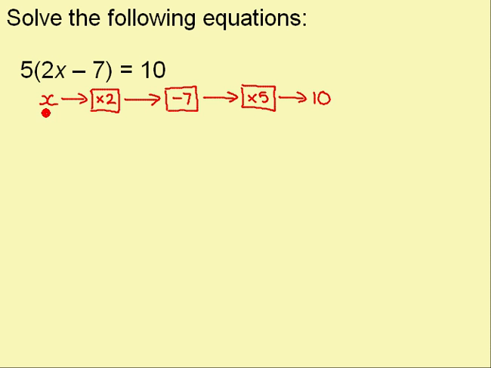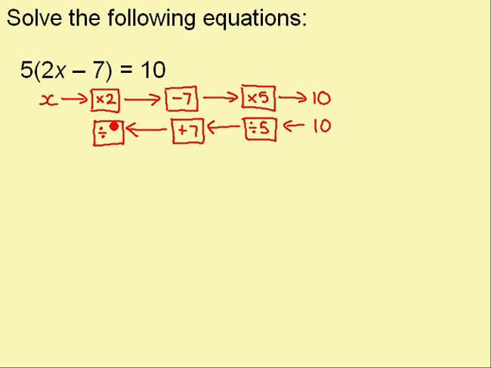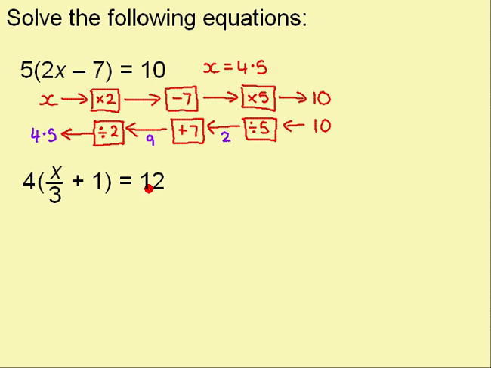So I can reverse this now, start with the 10, and divide by 5, and this will give me the answer. 10 divided by 5 is 2, add 7 to that and I get 9, and then divide that by 2 and I get 4.5. So the answer for this is that x equals 4.5. Remember, I can check it by putting it back in. So 2 lots of 4.5 is 9, take away 7 is 2, and times that by 5 and you do get 10.